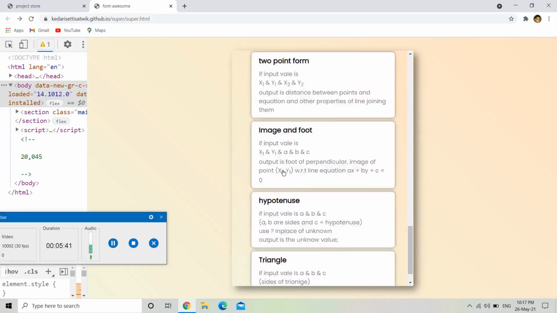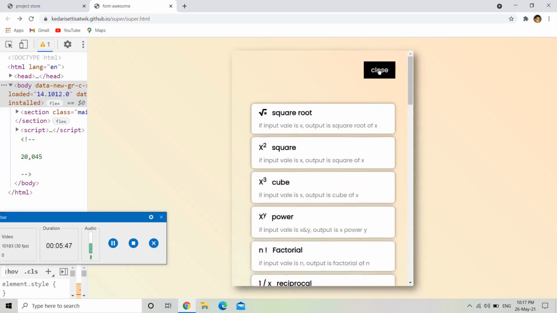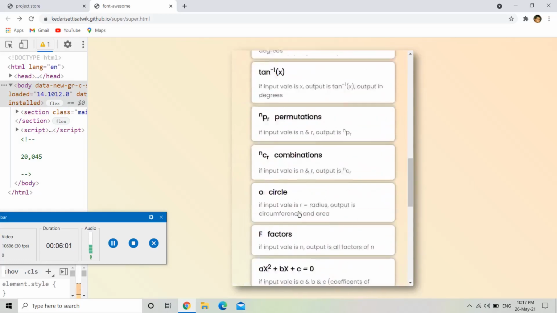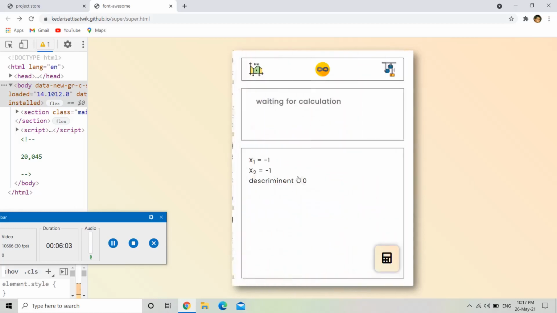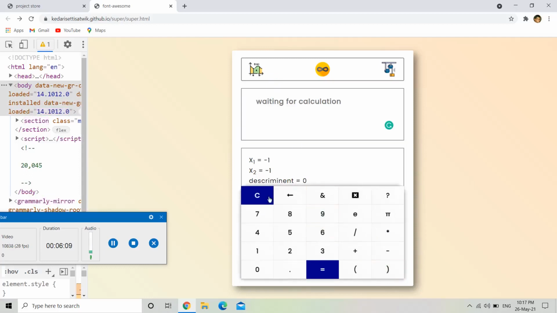Now let's see another thing. Here is a1 x plus b1 y, solving two linear equations. If I have a1, b1 and c1 as 1, 1 and 2, and a2, b2 and c2 as 1, 1 and 5, and by clicking on this you will get the answer.